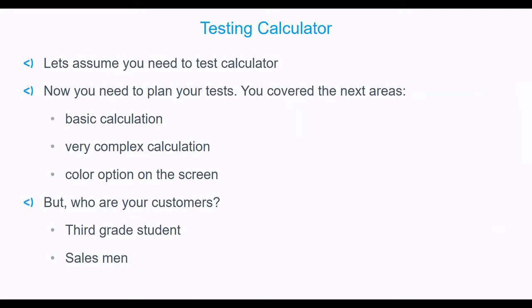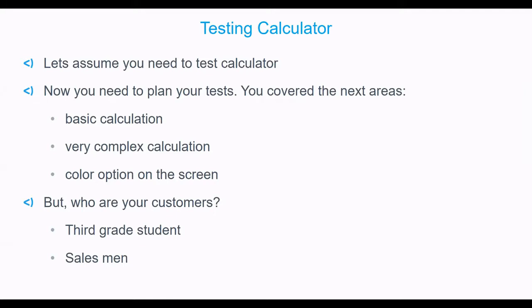Okay, so let's take a very simple example of how we can test or measure test effectiveness, and what is the right way to do it. Let's say that we are testing a very simple calculator, not on the computer, a real one. Now we need to plan the test, so we cover the next areas. We do some basic calculation. We do a very complex calculation. We also test the color option on the screen and stuff like that.